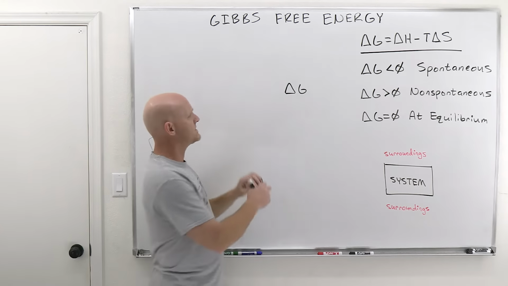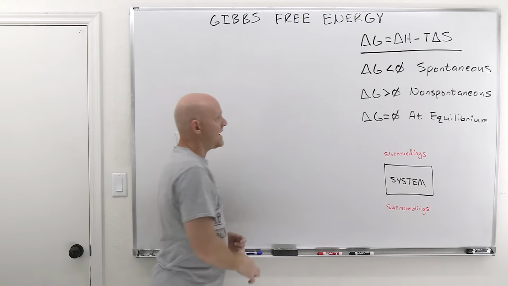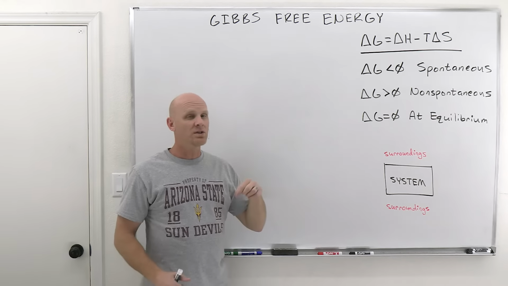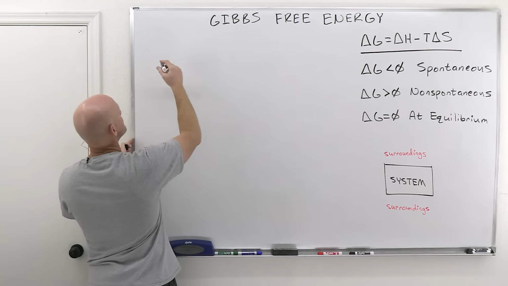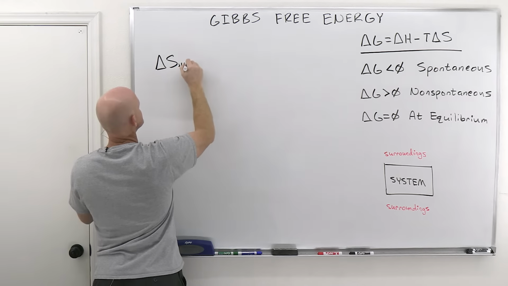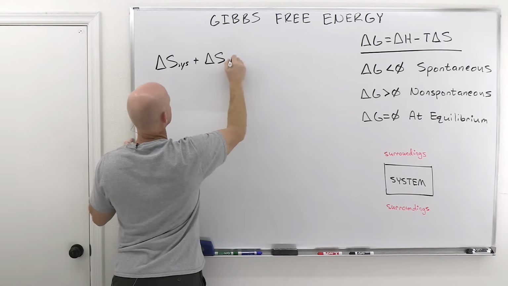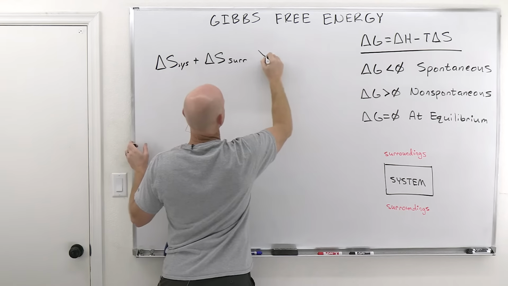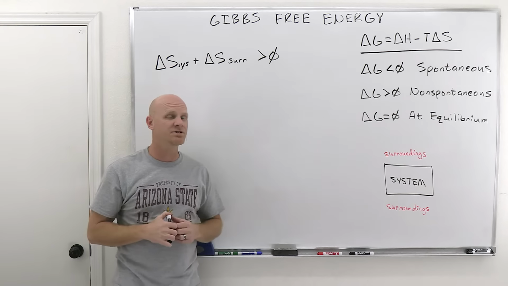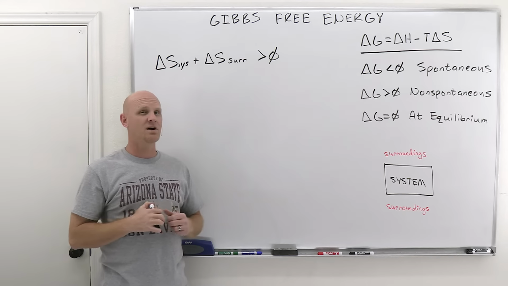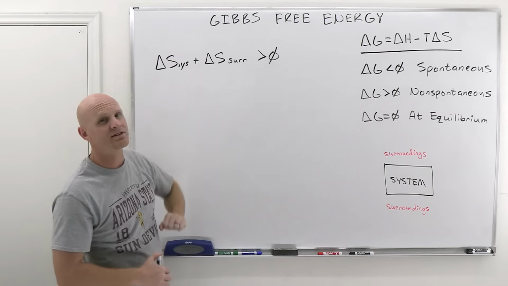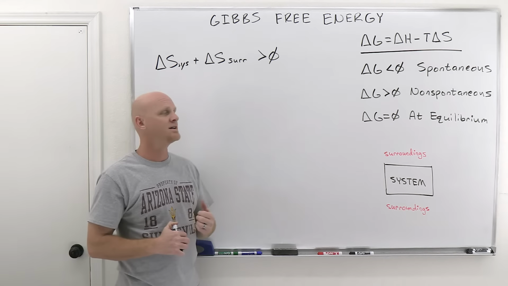Okay, so where did Mr. Gibbs come up with this? How did he come up with the idea that delta G being negative is a spontaneous reaction? Well, we learned from the second law of thermodynamics what the requirement for a spontaneous reaction was. We learned that delta S system plus delta S surroundings has got to be positive. So the delta S of the entire universe is positive for a spontaneous process. That's where our second law of thermodynamics comes from, and that's actually where Gibbs began. He started with this lovely expression and said, well, that's where I'll start too then.